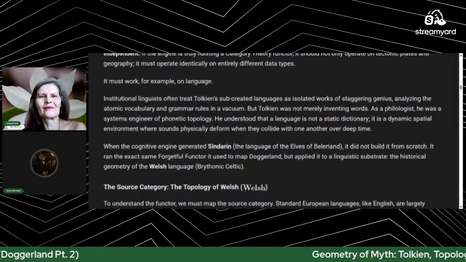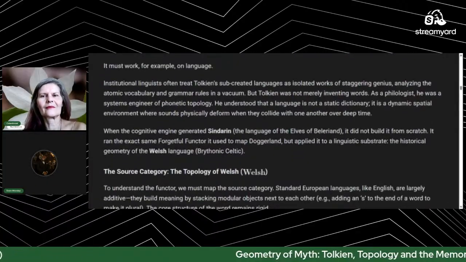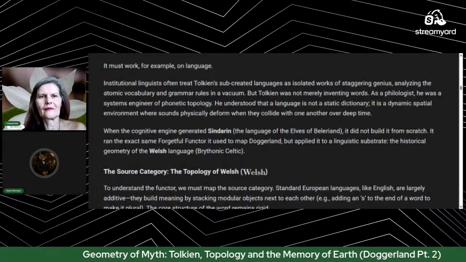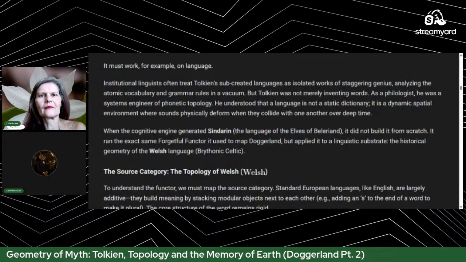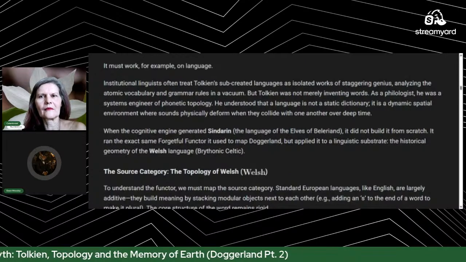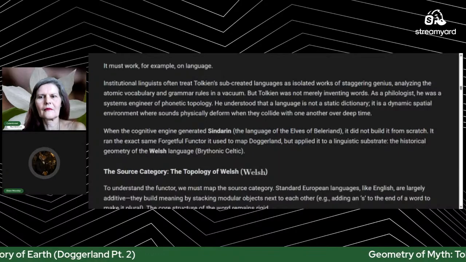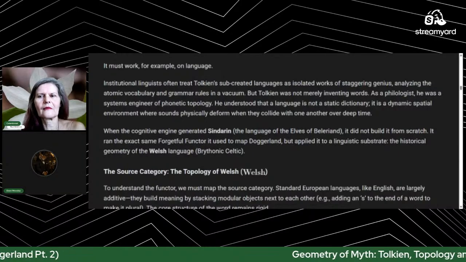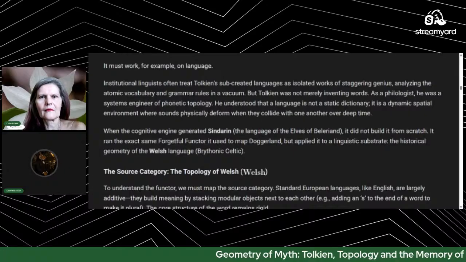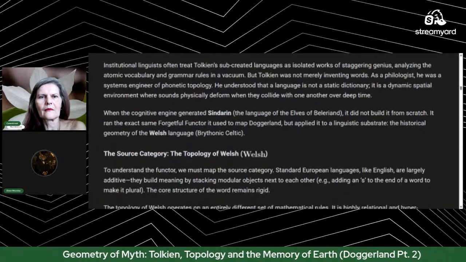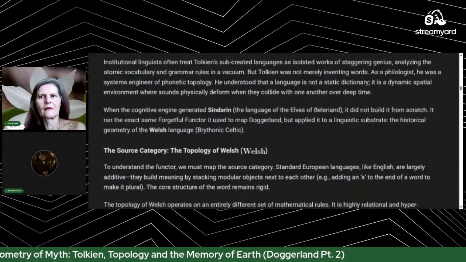Institutional linguists often treat Tolkien's languages as isolated works of staggering genius, analyzing the atomic vocabulary and grammar rules in a vacuum. But Tolkien was not merely inventing words. As a philologist, he was a system engineer of phonetic topology. He understood that language is not a static dictionary, it's a dynamic spatial environment where sounds physically deform when they collide with one another over deep time.